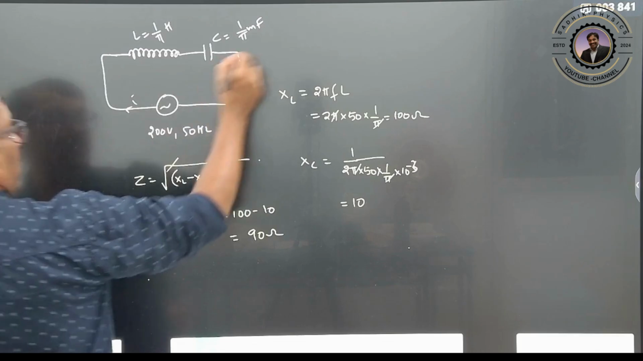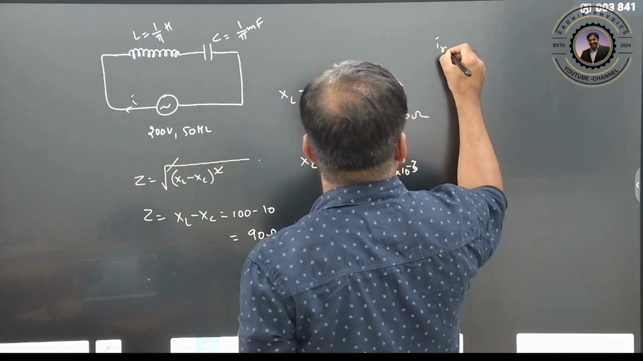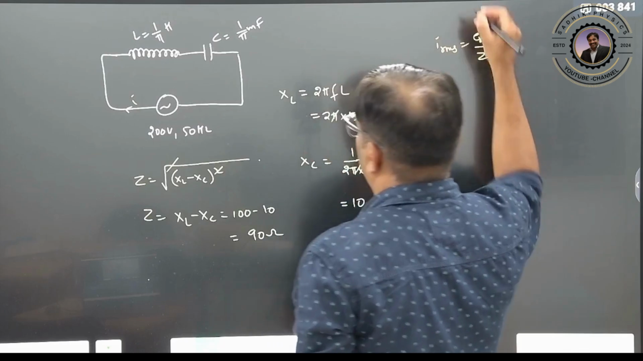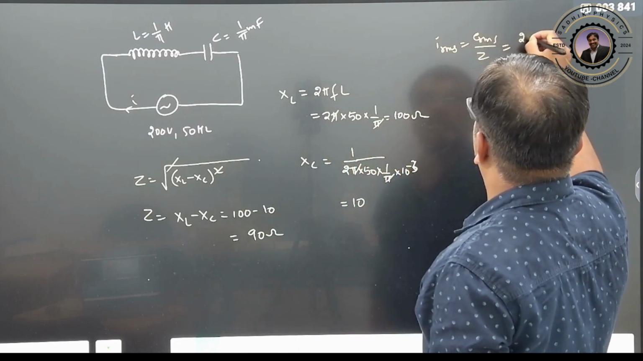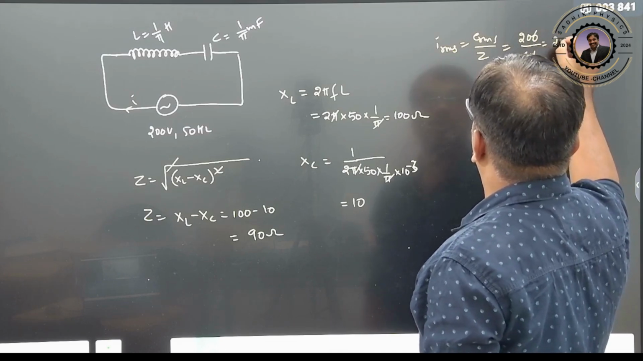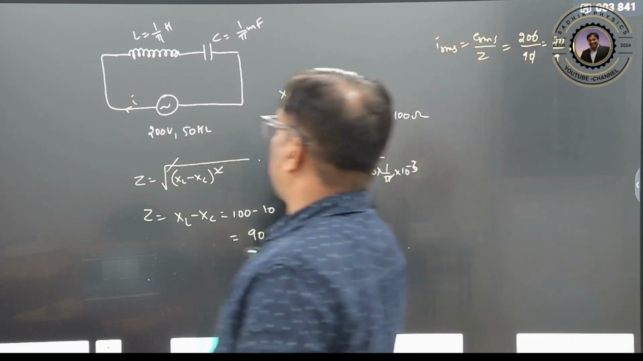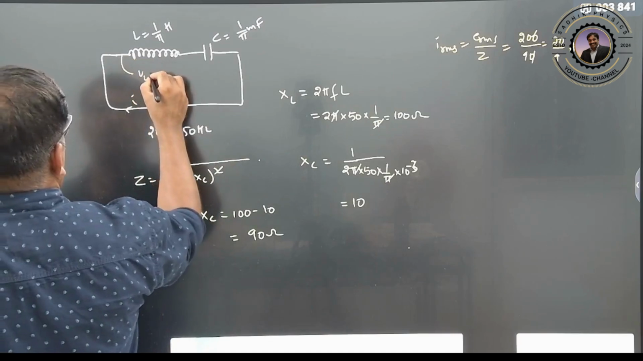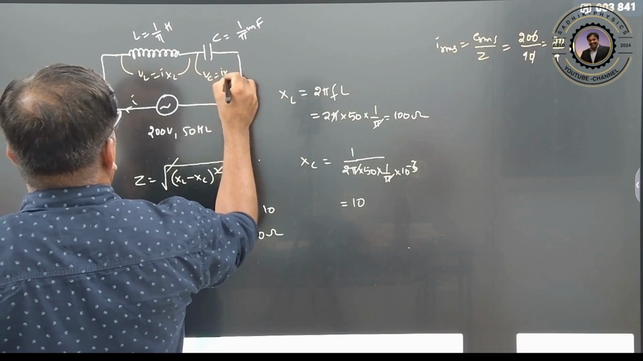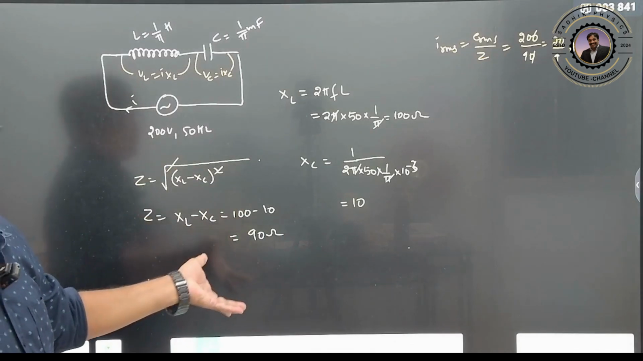So what will be your IRMS now? IRMS is nothing but ERMS divided by impedance. How much will it be? Therefore 200 divided by 90, this will get cancelled out, 20 by 9 ampere. Clear? So here also we can rewrite it as VL equals I into XL and VC equals I into XC. Like this we can calculate it now. Even peak values we can also calculate.